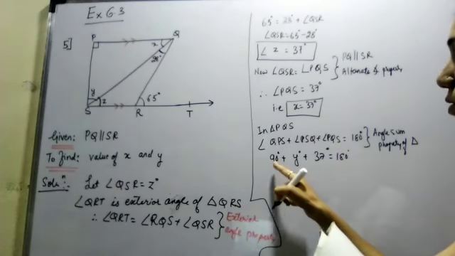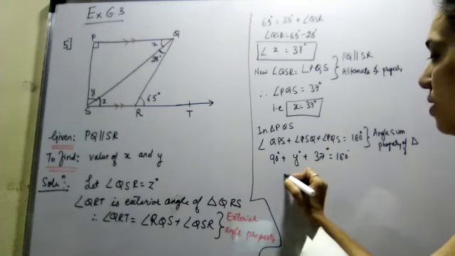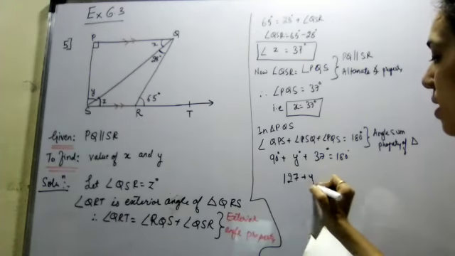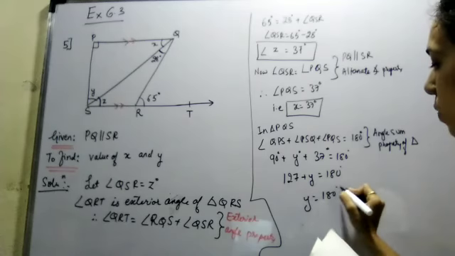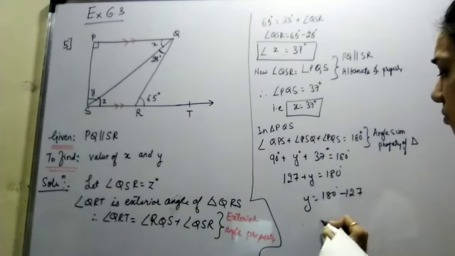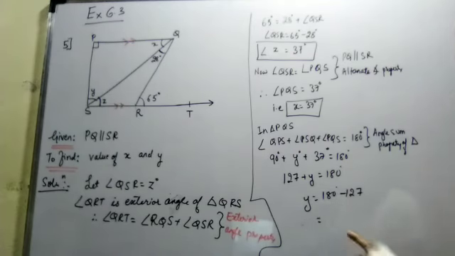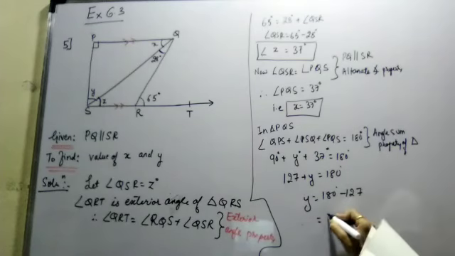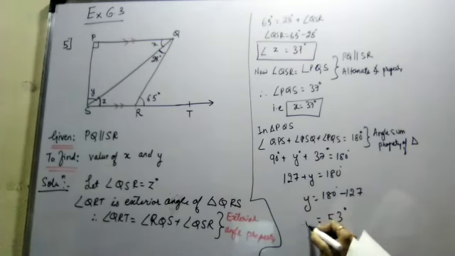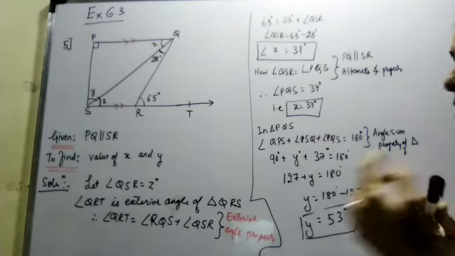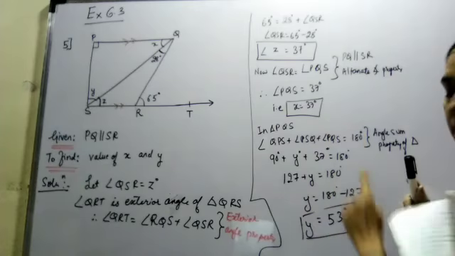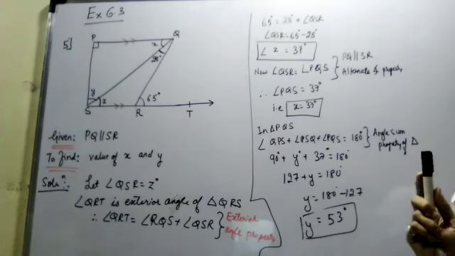So 90 plus 37 is 127 plus y is equal to 180. So y is equal to 180 minus 127. So 180 minus 127 will give you 53 degrees. So angle y is 53. Okay. So you got angle x as 37 and y as 53.